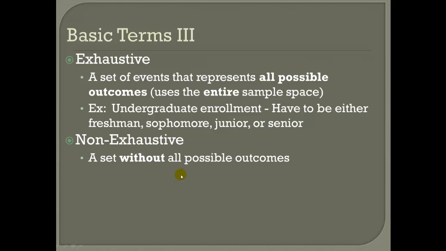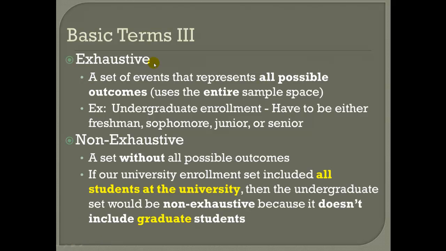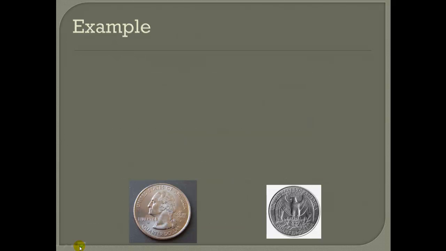Non-exhaustive obviously would be a set without all possible outcomes. It would be the opposite of exhaustive. So, for example, if we had graduate students, which we do at this campus, and we included a set or sample of students that was all non-graduate, with no graduate students included, that would not be considered exhaustive. That's pretty straightforward. Again, exhaustive includes everything that's possible, non-exhaustive does not.